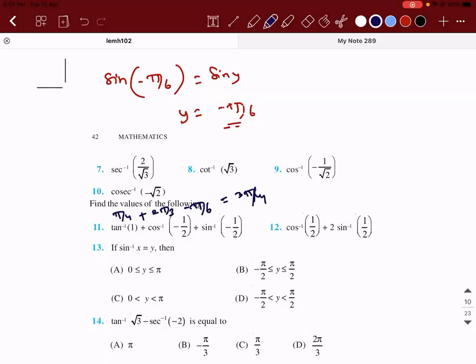Cos inverse half. Cos inverse half, guys. Pi by 3. Sin inverse half. Pi by? Correct. Pi by 6. But you have 2 times this thing. So 2 into pi by 6. Both of them are supposed to be added. Pi by 3 plus pi by 3 gives 2 pi by 3. It is clear?